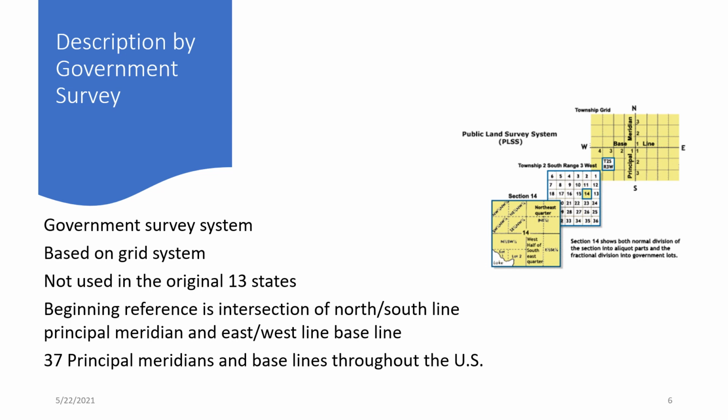The beginning reference is the intersection of the north and south line. That's called the principal meridian. Up and down, principal meridian. East and west, horizontal, is called the baseline. There are 37 principal meridian baselines throughout the U.S. So as they cross, there's 37 of those crosses throughout the U.S., which our government survey system is based on.